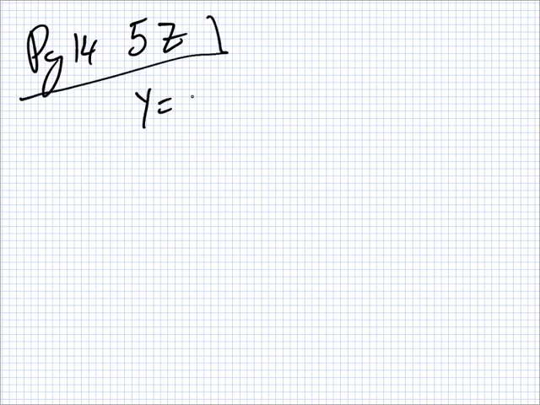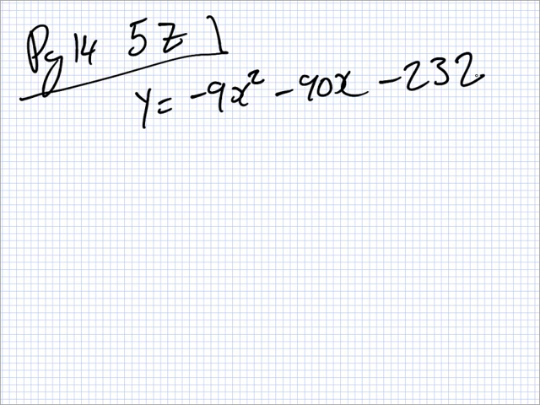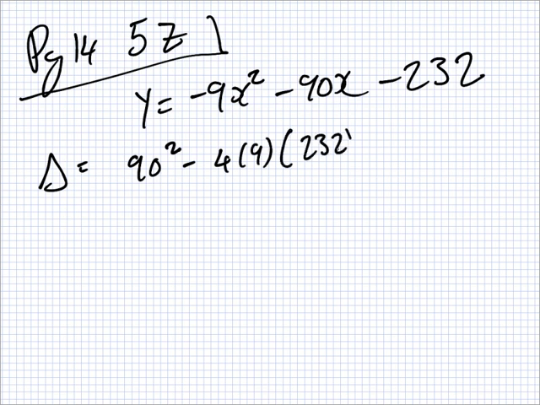Y equals minus 9x squared minus 90x minus 232. Right. The first thing I'll check is, let's check to see if this has roots. So discriminant is b squared minus 4ac. It's a triple minus, so it's minus in total.